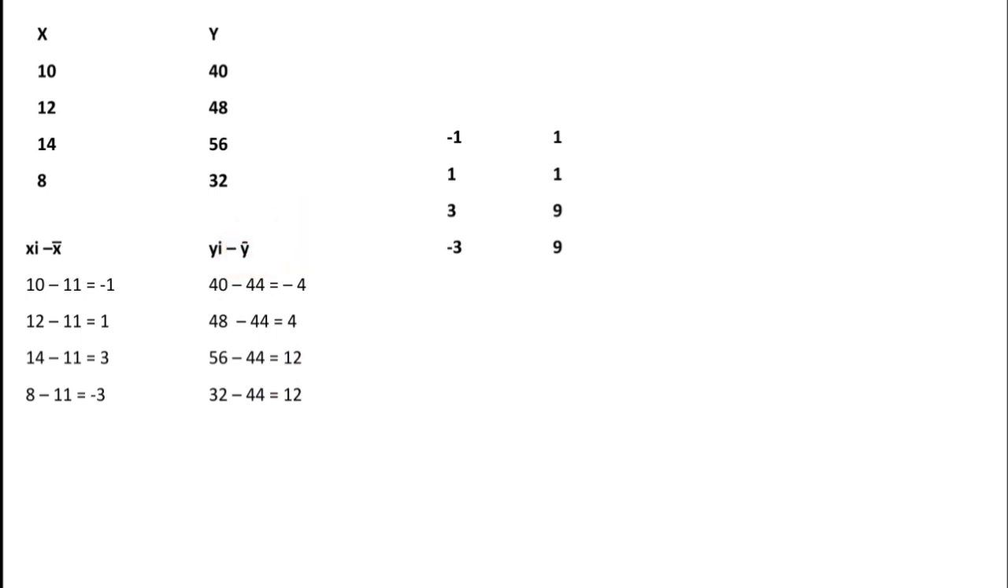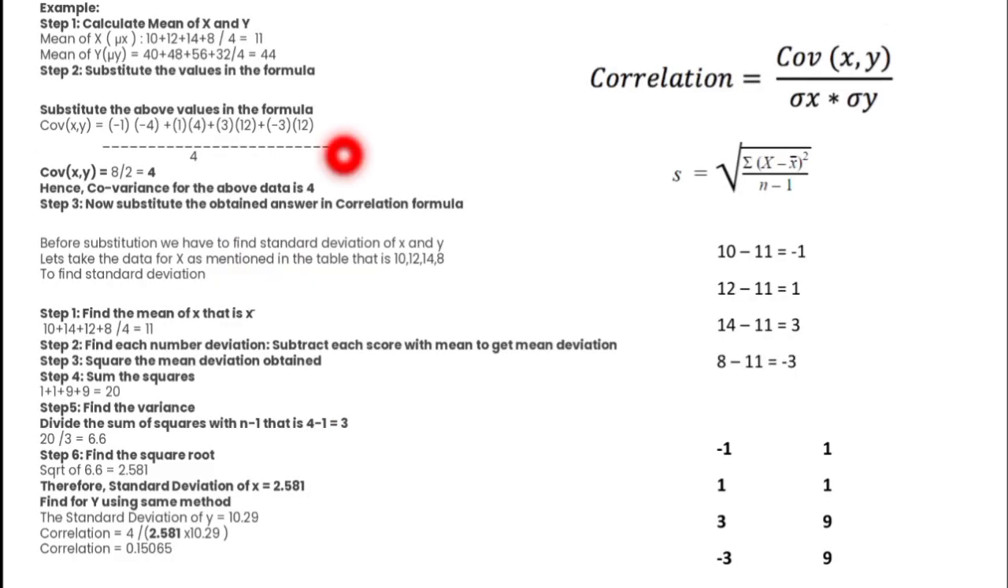You already know this, guys. I don't want to confuse you. So what is the covariance value? You are going to get 4. The covariance of the above data is 4. Now I have to substitute this value 4 here. But before that, I have to find the standard deviation of x and y.